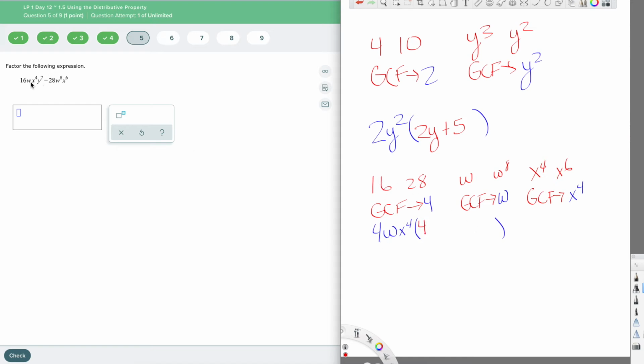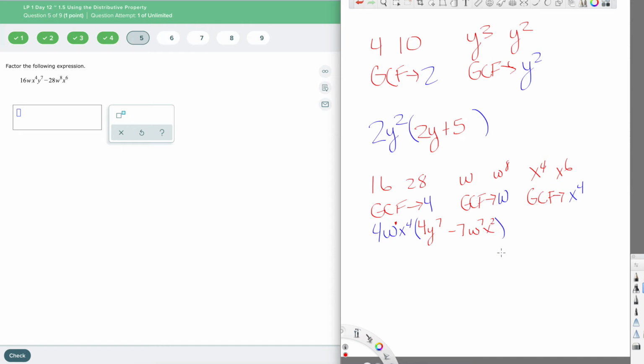W divided by w, well, that cancels. Any number divided by itself is 1. X to the 4th divided by x to the 4th also cancels out because any number divided by itself is 1. So I'm left with just that y to the 7th. Minus 28 divided by 4 is 7. And w to the 8th divided by w, remember there's a 1 here, so that means 8 minus 1, which gives me 7. X to the 6th divided by x to the 4th, 6 minus 4 is 2.